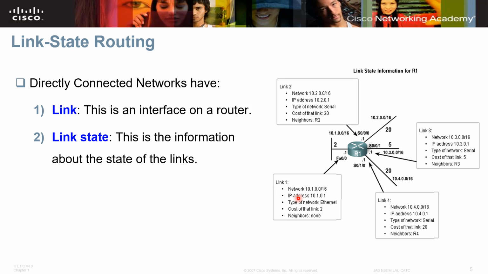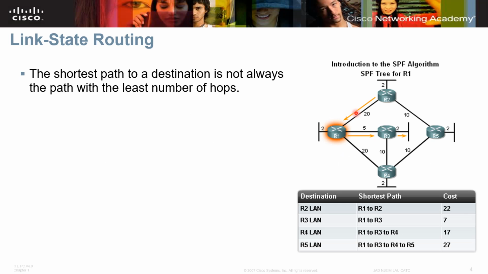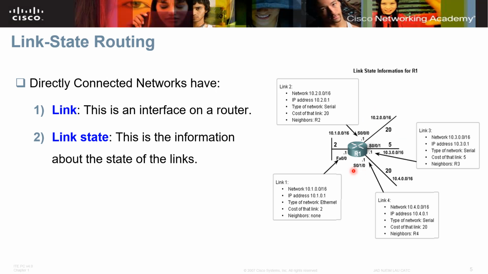First we have the link and we have the link state. Here, for example, if I start with R1, I have this link. But this link is a specific interface. This link refers to an interface on a router. R1, for example, has three interfaces, or three output links, connected to it. That is three links or three interfaces. This is a link.